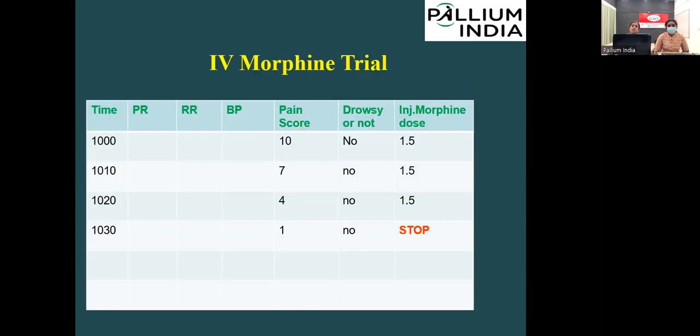So now the patient is pain-free. Now you have to send this patient home, right? He's not going to stay with you forever. Now you have to send this patient back home. That time we have to convert this into an oral preparation. So how will you convert? Usually, how will you convert from IV to oral? You multiply by 3, right? You multiply by 3 to compensate for the first pass metabolism, right?